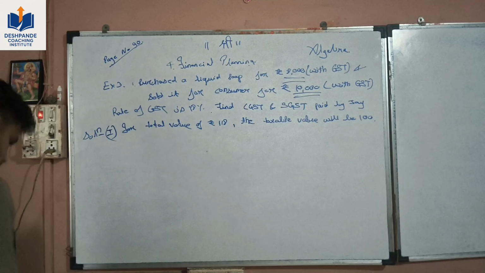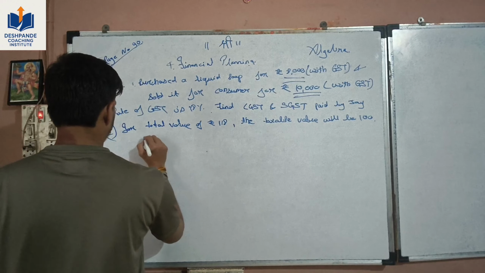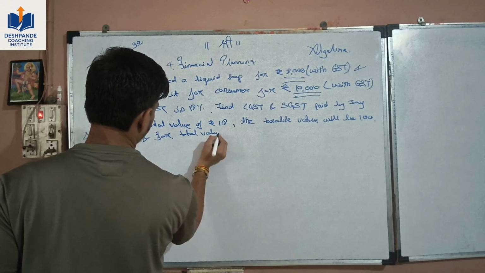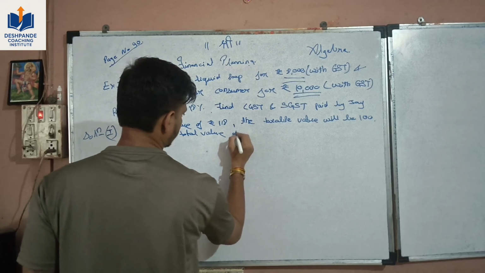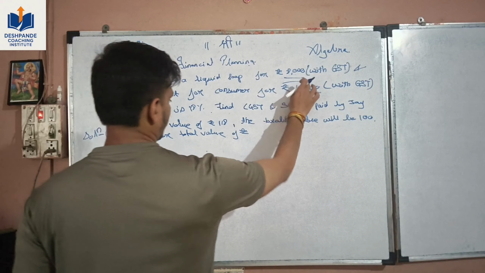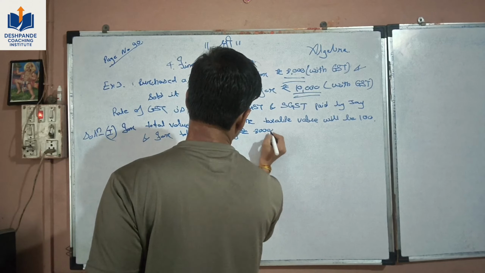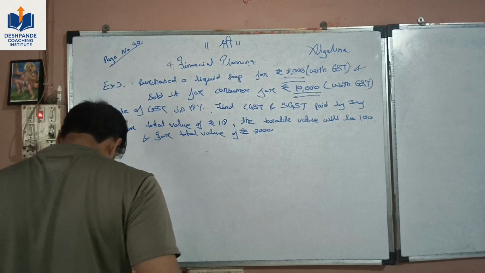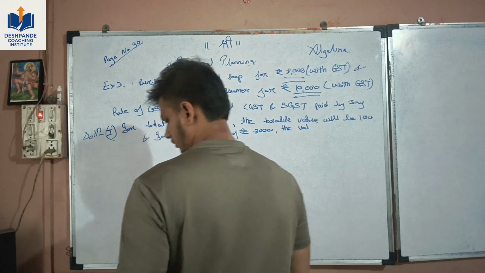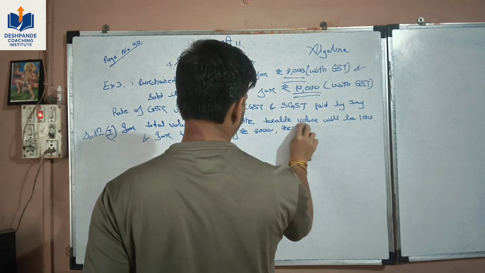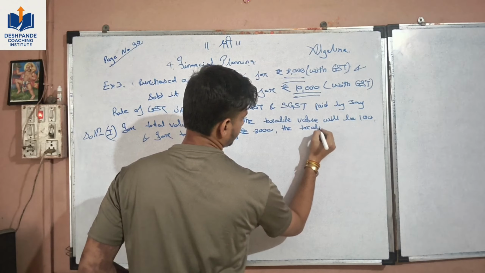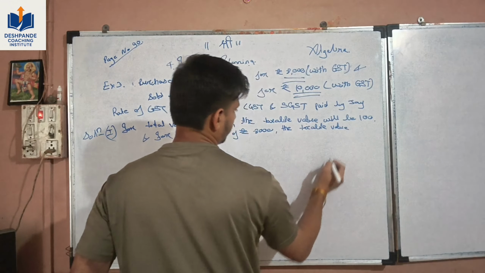This line is not finished yet. They are saying, and for the total value of rupees, what is the total value? We have to find. The total value is 8,000. Let's assume the taxable value for this amount will be X. We will find out the taxable value.